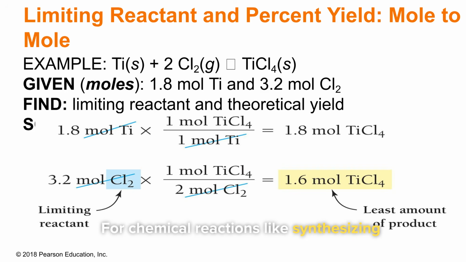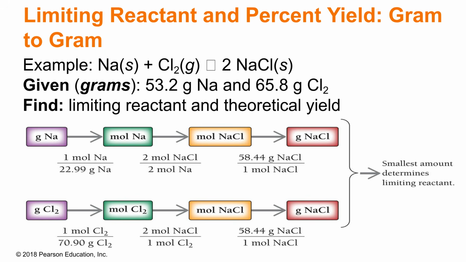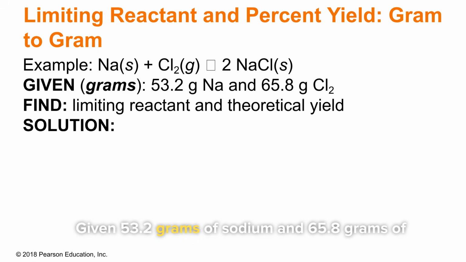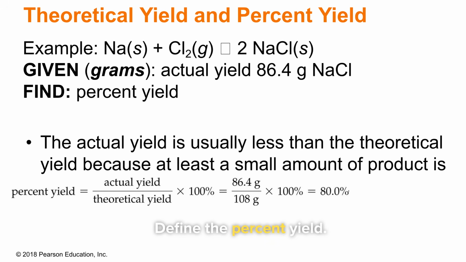For chemical reactions like synthesizing titanium tetrachloride, we can determine the limiting reactant and theoretical yield starting from given moles of reactants. Finally, remember that in industrial settings, engineers often select the most expensive or difficult to handle material as the limiting reactant to maximize process efficiency. Given 53.2 grams of sodium and 65.8 grams of chlorine, our goal is to identify the limiting reactant and calculate the theoretical yield of sodium chloride using a step-by-step solution map. To find the percent yield, we use an example where the actual yield is 86.4 grams of sodium chloride. Note that actual yield is often lower than theoretical due to product loss during the reaction.